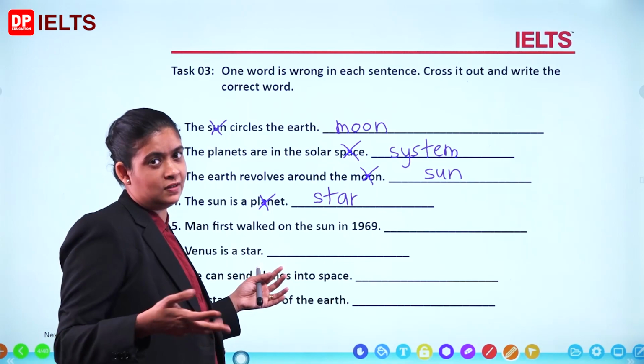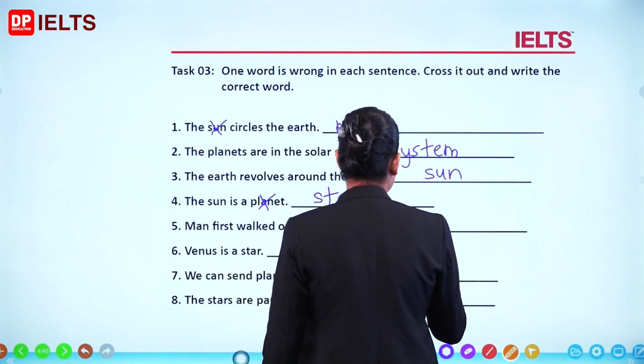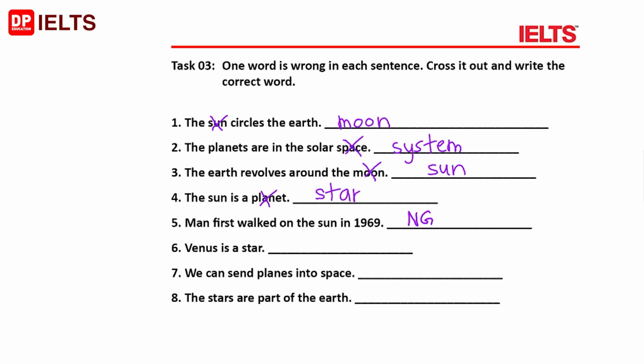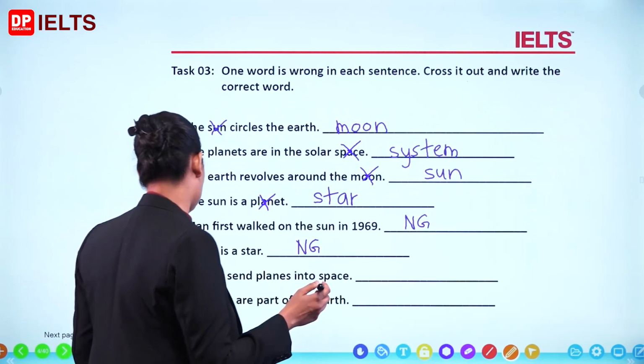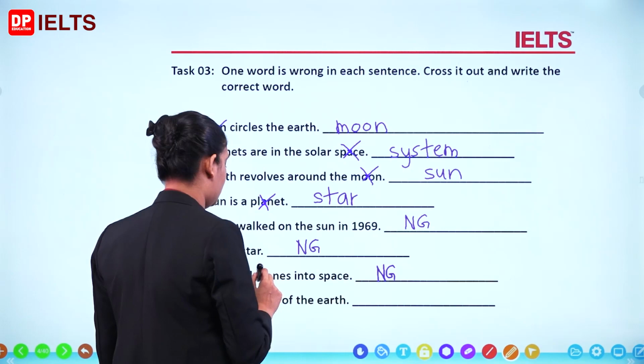So I would say this is not given. Okay. Venus is a star. Again, not given. We can send planes into space. They don't talk about really planes. So I would say not given. The stars are part of the earth. We don't know that, so I would say not given. Okay?